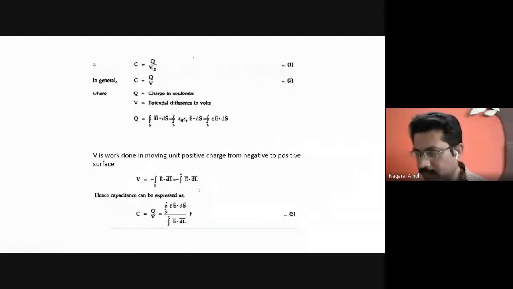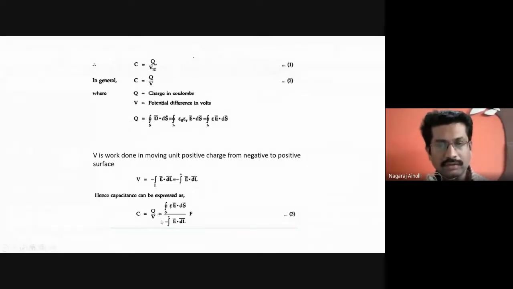Then we can write the expression for capacitance, C is equal to Q by V. Here we have the equation for Q, the closed surface integral of epsilon E bar dot dS bar, and the equation for the voltage, minus the line integral from negative to positive of E bar dot dl bar. Substituting this Q and V, C is equal to Q by V, which is the closed surface integral of epsilon E bar dot dS bar divided by minus the line integral from negative to positive of E bar dot dl bar, in farads. Take this as equation 3.